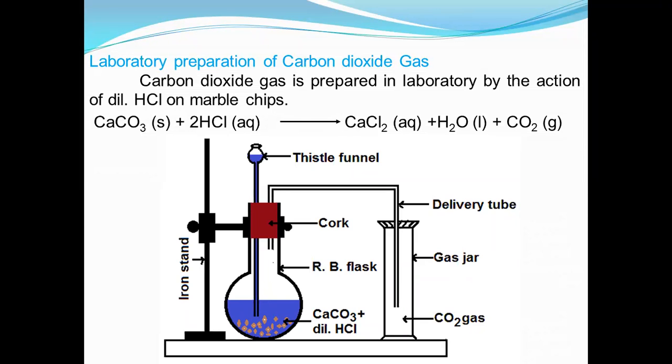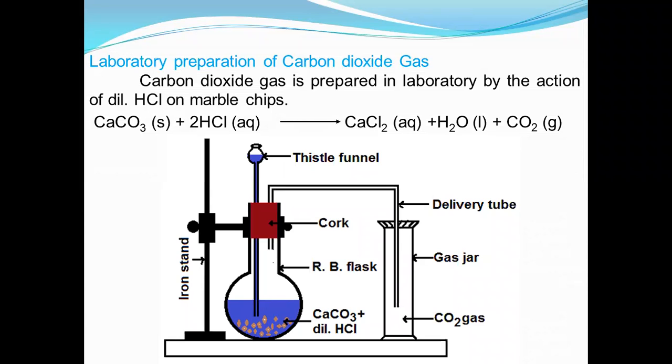Okay, so what is the procedure? I want to repeat it again. Just take one RB flask, put some pieces of calcium carbonate in this RB flask, and then fit this RB flask with the help of an iron stand. Then fit one thistle funnel and delivery tube in the two-hole cork, and then fit it in its mouth. And the other end of this delivery tube should be in the gas jar.